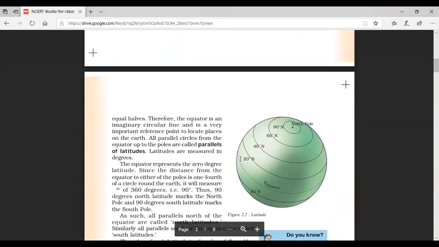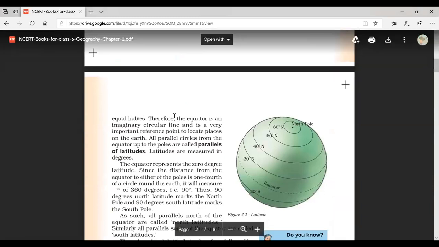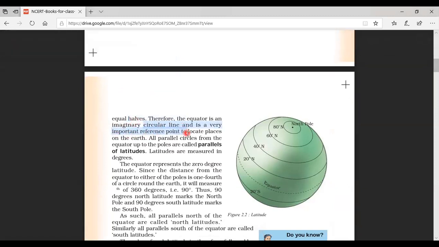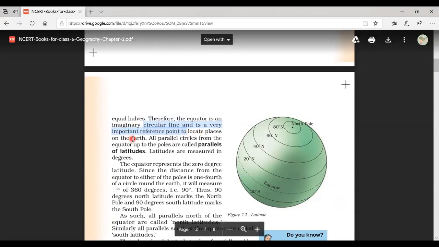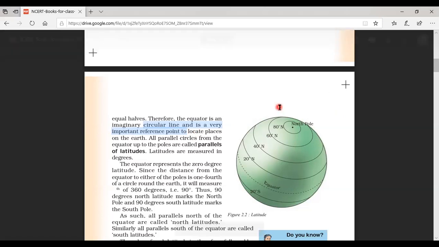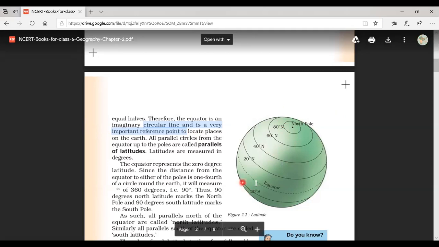Now, the equator is an imaginary circular line. It is a very important reference point to locate places on the Earth. Now the Earth is so vast, how would you locate any object? You locate it with the help of these lines, the longitudes and the latitudes, which we'll take up in the next part.